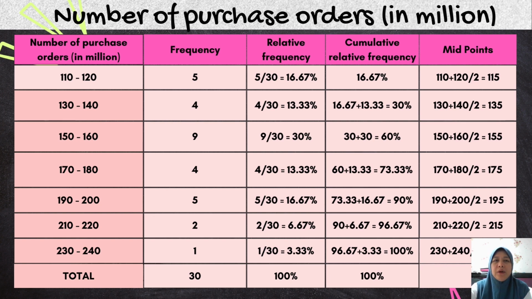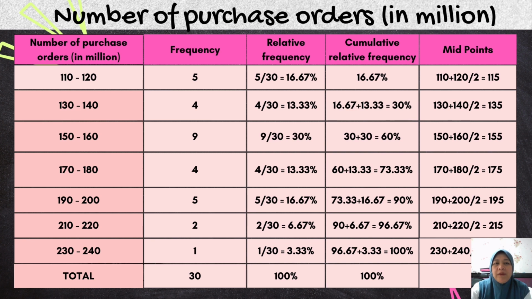For the data number of purchase orders, we choose the smallest number and the largest number to make the groups. So, we still get 7 groups and the total frequency is also still 30. For group number 1, the number of purchase orders is 110 to 120. The midpoint is 115. Next, the relative frequency for group 1 is 5 divided by 30 and we get 16.67%, and so on for the next group.